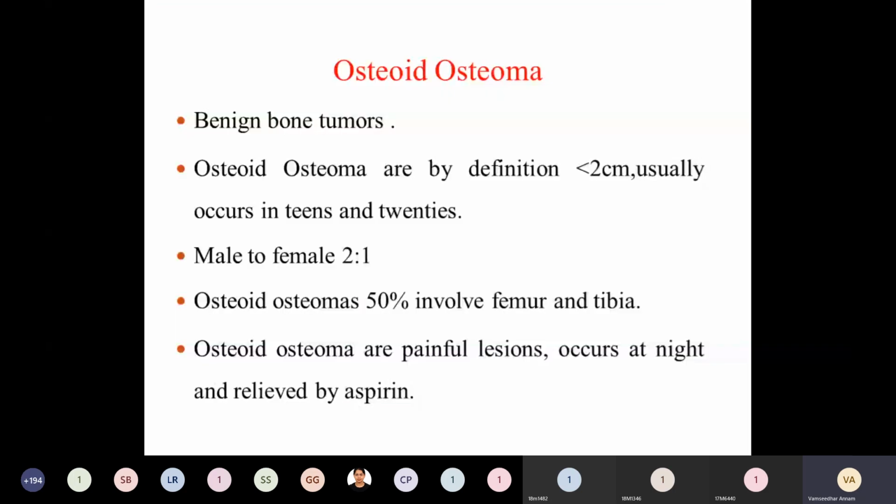We'll begin with osteoid osteoma. It is a benign tumor. By definition, it is less than 2 centimeters, usually occurs in teens and 20s. Males are more commonly affected. The commonest sites are the femur and tibia, and it is a painful lesion, usually occurring at night, and it is relieved by aspirin.